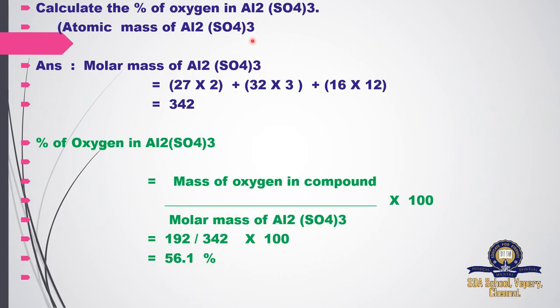So in the previous sum we studied individual elements' percentage. But in this sum they are asking only one element's percentage. So we have a difference but no change in the formula. Whatever the percentage, first we need to find out the molar mass, then whatever element they ask, for that particular element only we can find out the percentage.